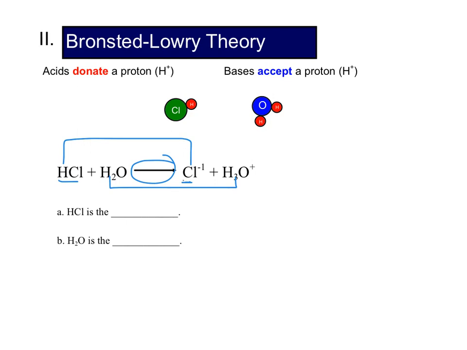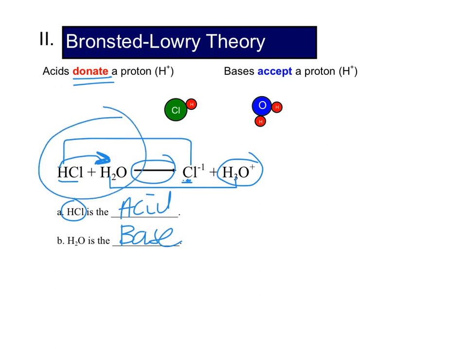Well, before the reaction, hydrochloric acid had hydrogen, and then it's gone. So that means HCl must have donated in the reaction, and H2O accepted it, and that's why it's now H3O+. So based on Bronsted-Lowry's definition, acids are the ones that donate the hydrogen. Well, hydrochloric acid donated it, so we're going to classify that as the Bronsted-Lowry acid, therefore making H2O the Bronsted-Lowry base. Notice we're classifying just the reactant side. We're going to handle the product side in a little bit.